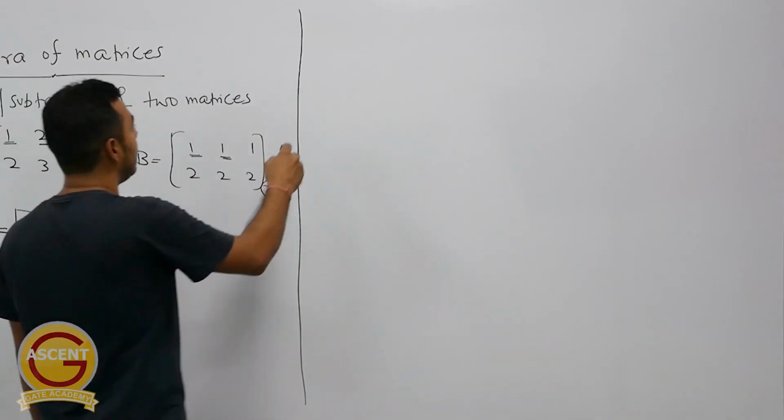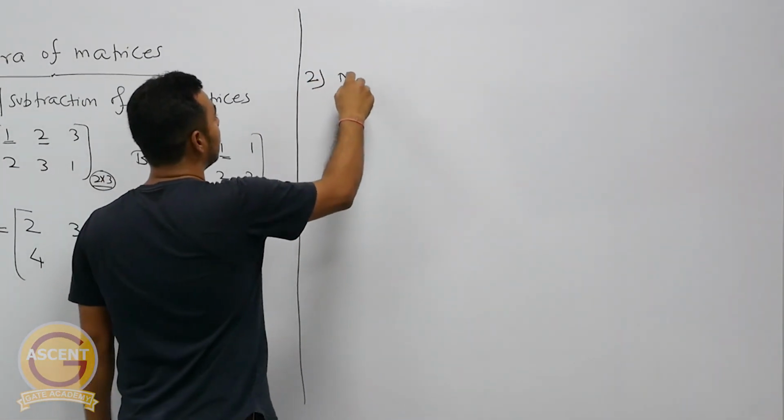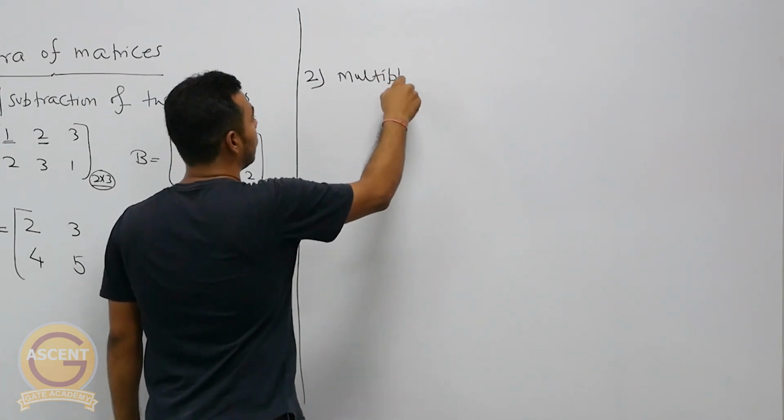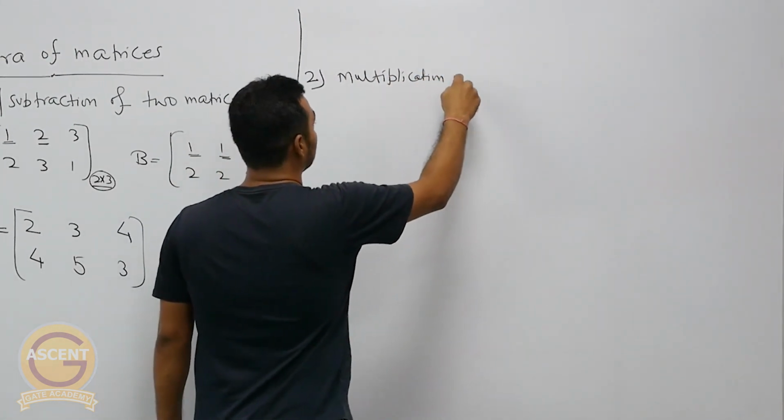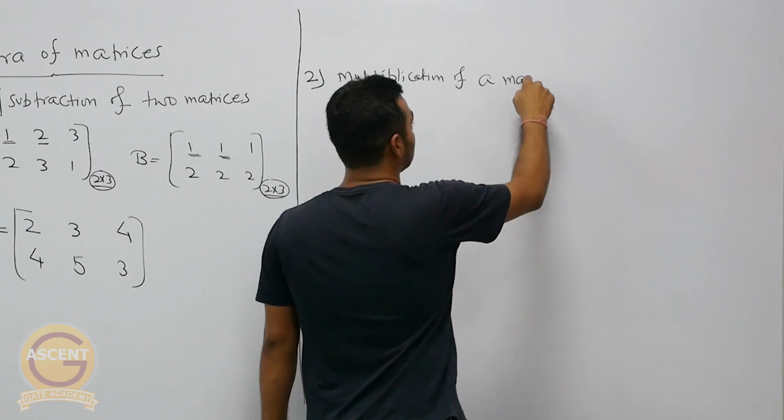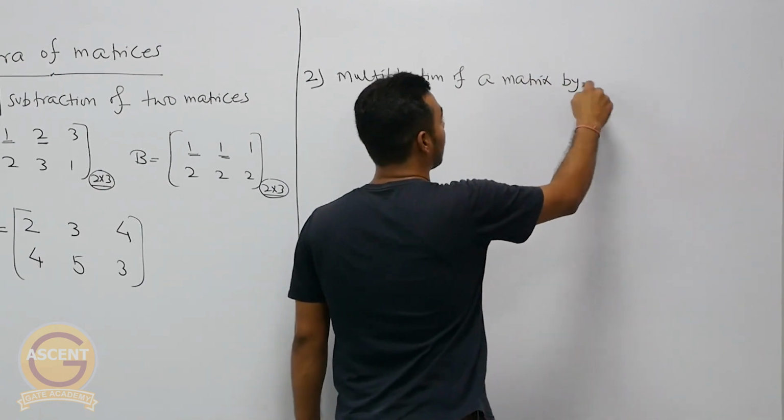Now next thing is multiplication of a matrix by a scalar.